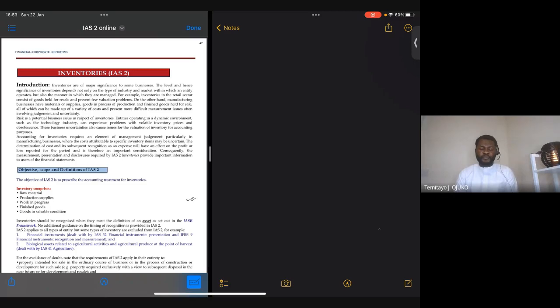Now, what is the scope of the standard? Now, it's very simple. Inventory comprises raw material, like I said earlier, production supplies, work in progress, finished goods, goods in sellable condition. Now, the standard intentionally states that this particular standard, which is IAS 2, these are the typical examples of what you see as inventory.